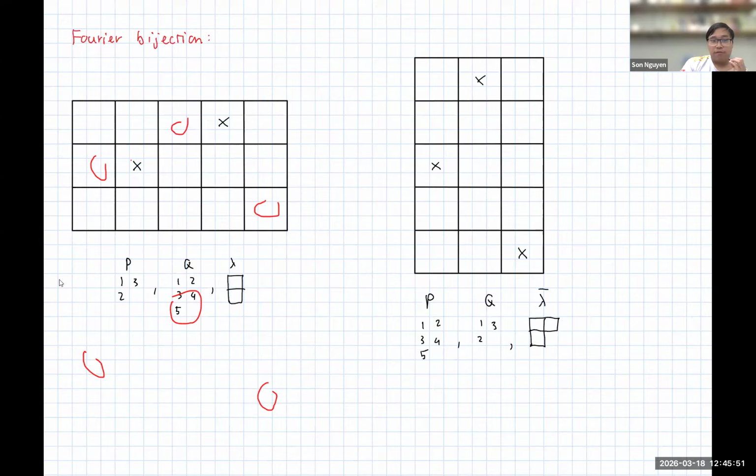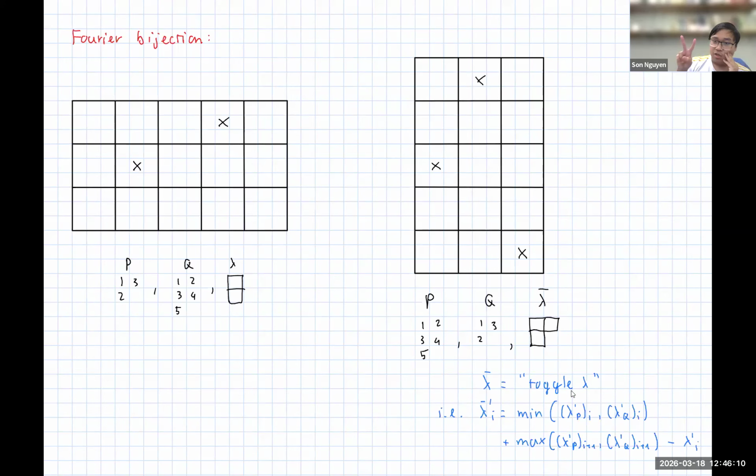And if you apply our RSK, you do get that under this bijection, the P and the Q essentially swap. And my lambda bar is not the same, but they are also related. To get lambda bar, you toggle lambda. And what does toggle mean? We said that the columns of both of these partitions have to interlace the columns of P and Q. So both of them are bounded by the min of the ith column of P and Q and the max of the i plus one column.